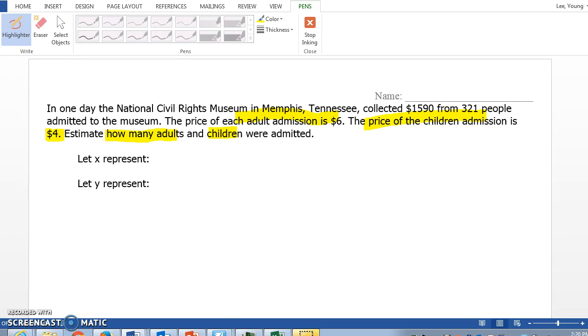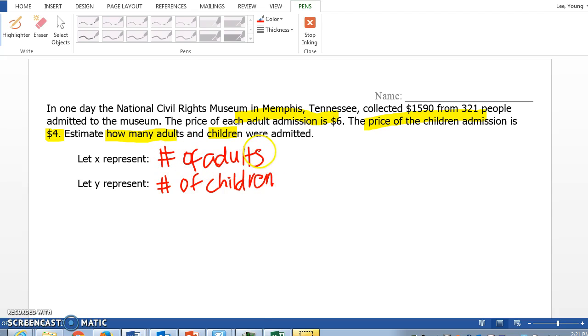So what is our unknown here? First of all, you need to figure out what X and Y are. So X is the number of adults. We do not know the number of adults. Do we know the number of children? No, so we're going to put the number of children for Y. If you tend to do number of children first, number of adults later, that's totally fine, but make sure your numbers are all aligned correctly.